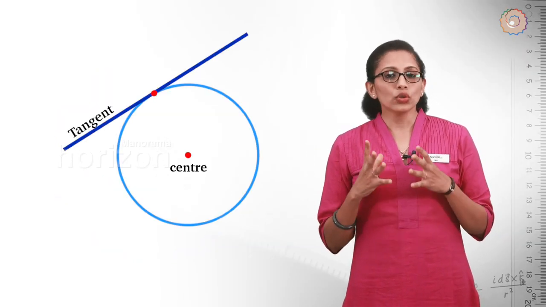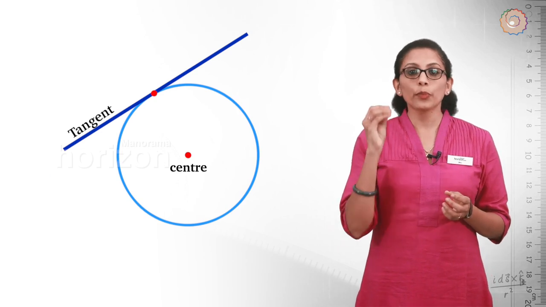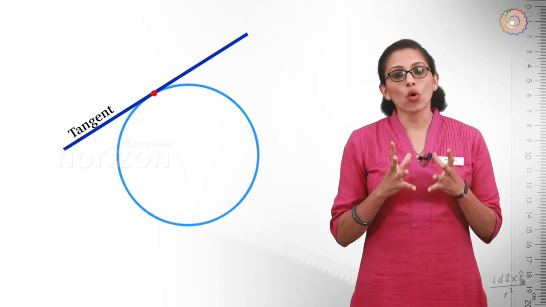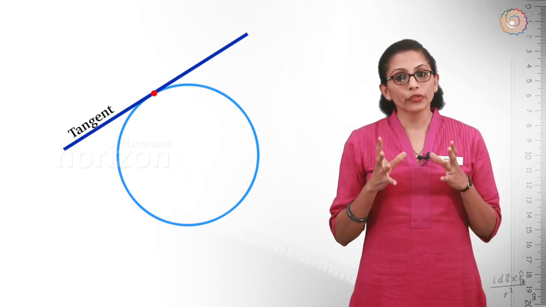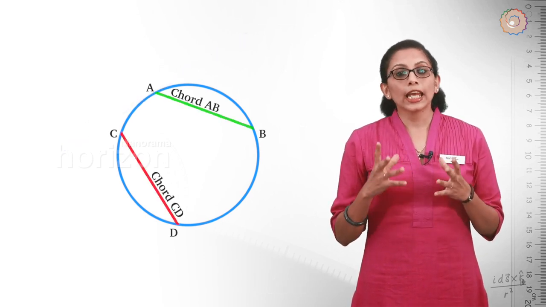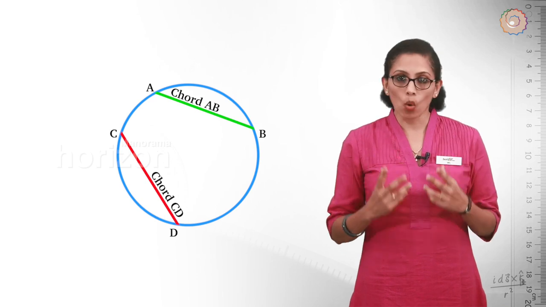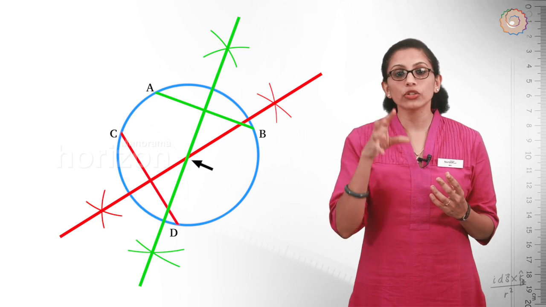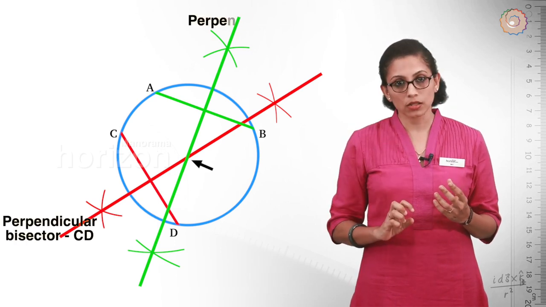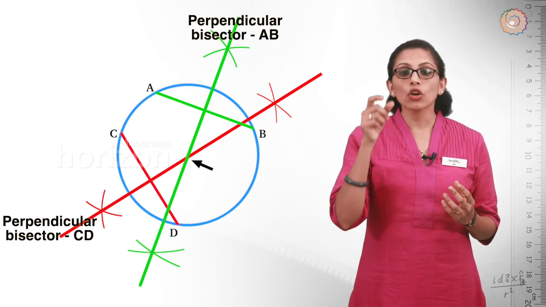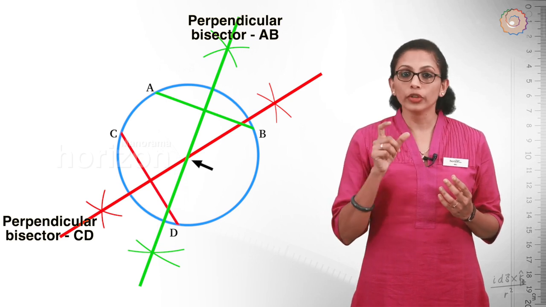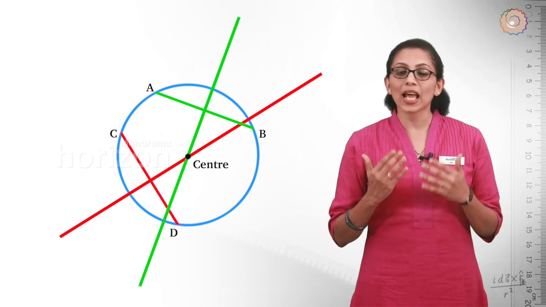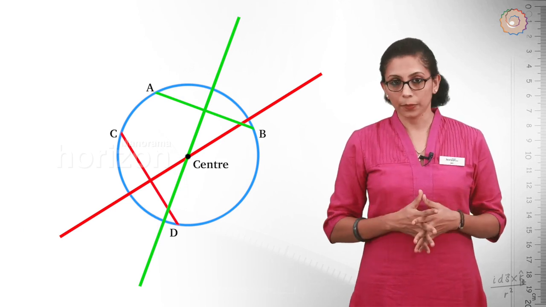Note: how to construct tangents to a circle if the center of the circle is not given? If the center of the circle is not given, we find the center first by taking any two non-parallel chords. Then what we have to do? Then find the point of intersection of their perpendicular bisectors. The point of intersection of these perpendicular bisectors will give the center of the circle. Then you can proceed with the same steps as we have done in construction 3.